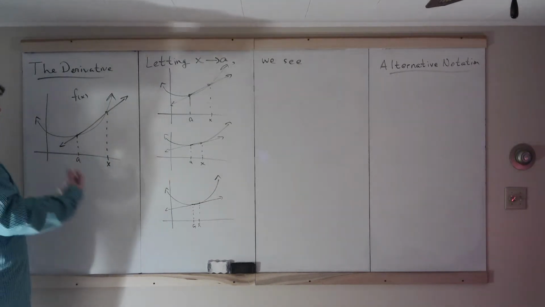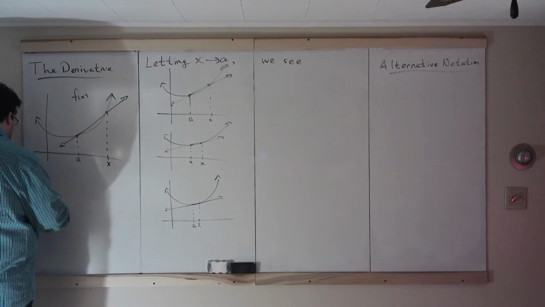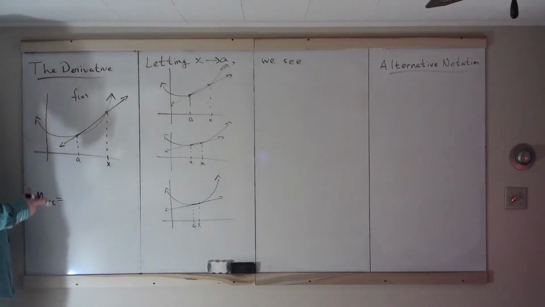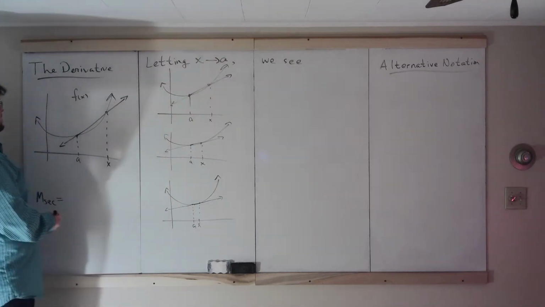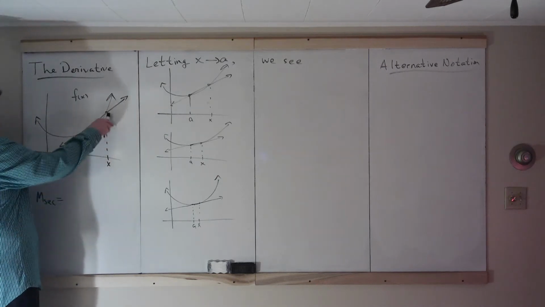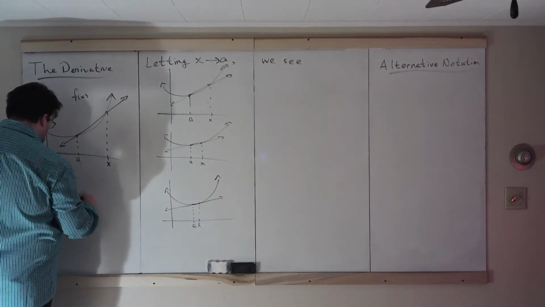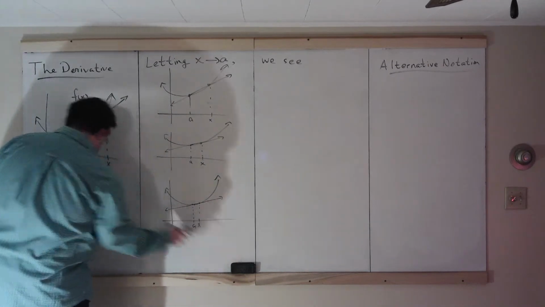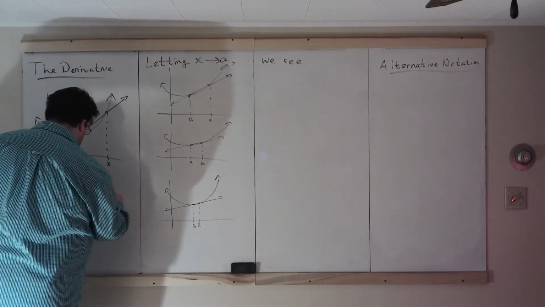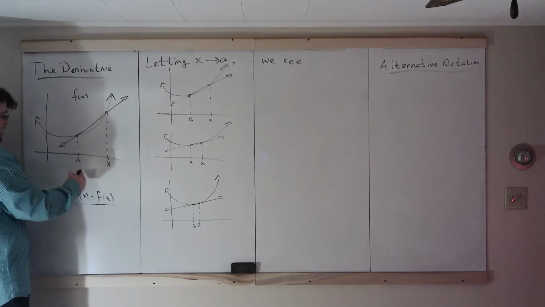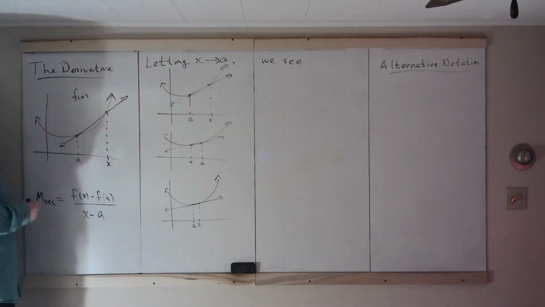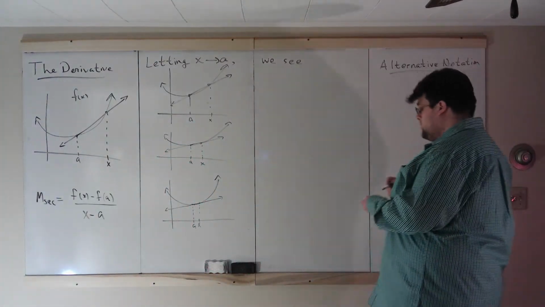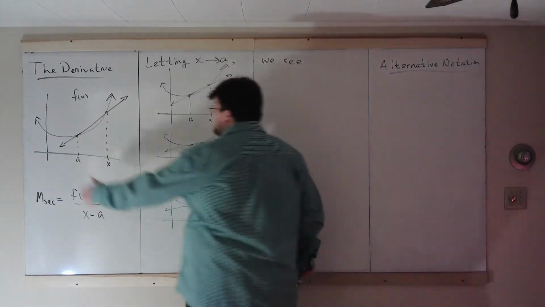But we have 2 points on this line, so we can find its slope. So we'll say m sub sec, so slope of the secant line. Well, the slope is what? Change in y over change in x. So the change in y would be f of x minus f of a. Change in x would then be x minus a. So the slope of the secant line we can find just from our slope equation, change in y over the change in x, because we have 2 points on that line.